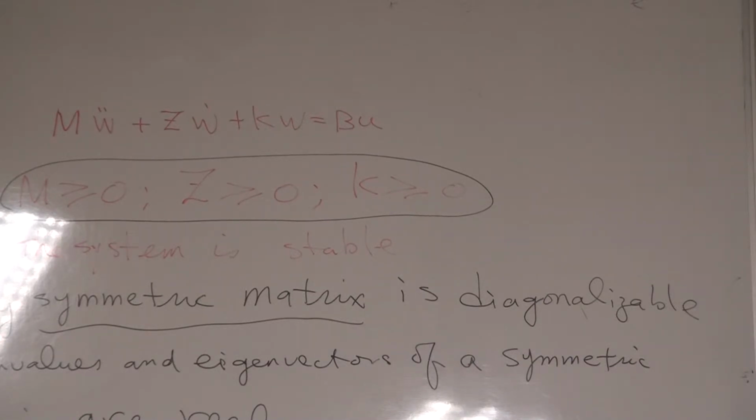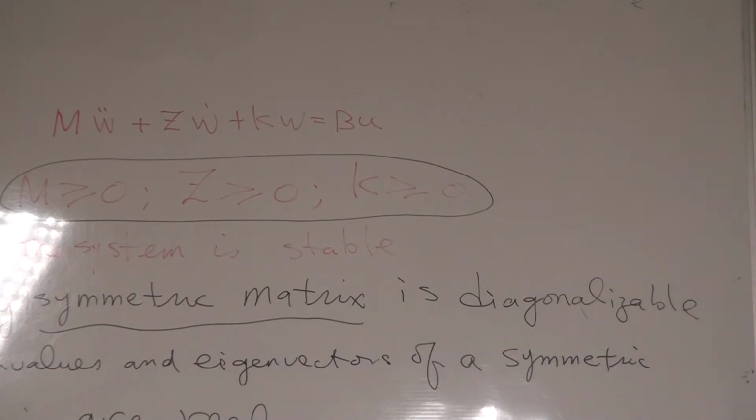Because the matrices are always positive definite, that means they are always diagonalizable, their eigenvalues are real, and also their eigenvalues are positive. So lambda 1 larger than 0, lambda 2 larger than 0, and lambda n larger than 0. All eigenvalues are positive. That's the property of the positive definite matrix. The eigenvalues and eigenvectors of a symmetric matrix are all real. It has to be like that.